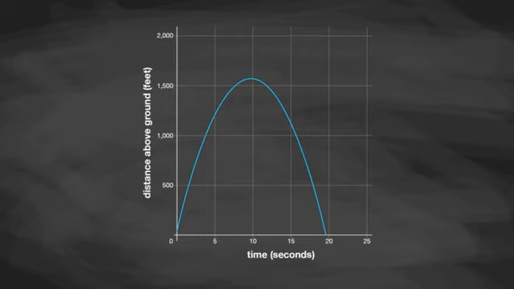Could the graph be used to approximate when the cannonball hits the ground? Yes. The graph shows that the height is 0 right before the time is 20 seconds. This point is a 0 of the graph. Zeros occur at x values where the function is equal to 0 or where the function meets the x-axis.